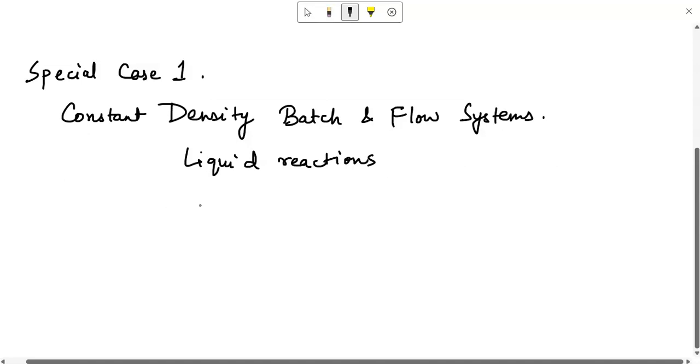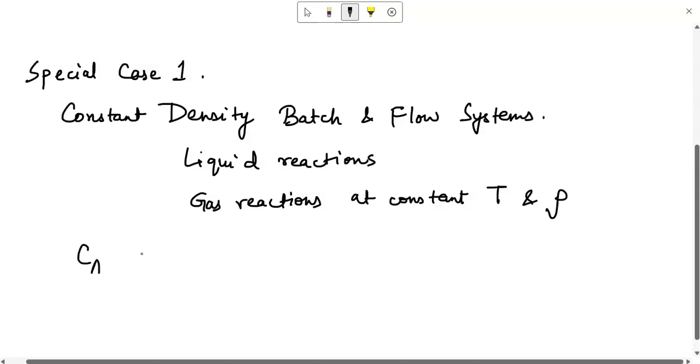Also, some gas reactions which are run at constant temperature T and density. I am denoting density as rho. So if now I want to relate this concentration and conversion, let me work with the concentration of A and conversion of A.